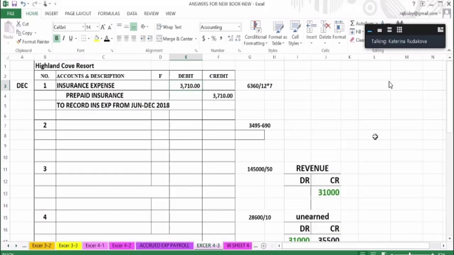Okay. Number 2. A physical count shows $690 of supplies on hand. That is, I think the word is missing. Physical count. Sorry, Matilda, which count? Physically, when they are counting. Oh, physical count shows, yeah. Okay. The word physical is missing there. Physical count shows 690 of supplies on hand on December 31st.